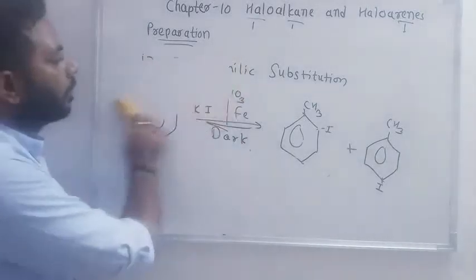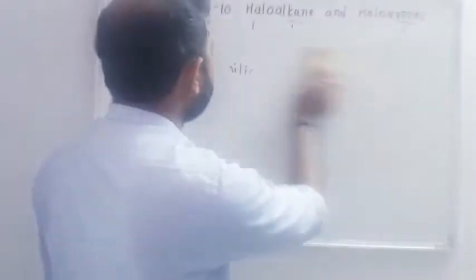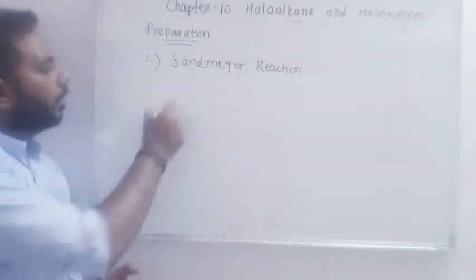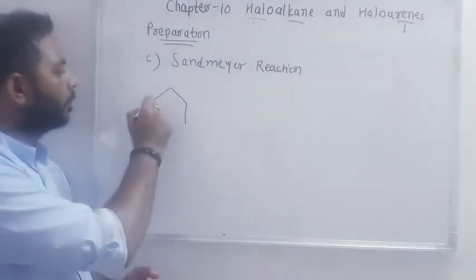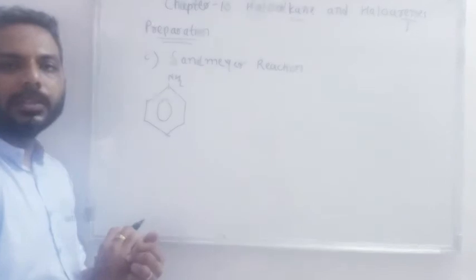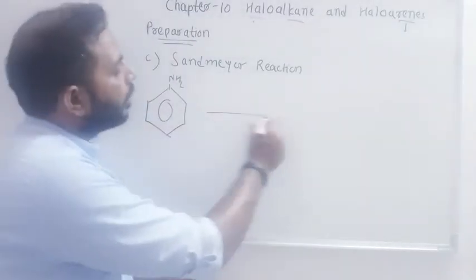Next reaction, and the most important reaction for the board exam, the Sandmeyer reaction. Most important reaction for GUJCAT, for the board exam, for any other competitive exam. So understand it. We have got aniline. Aniline is benzene and NH2 is there. This is aniline. Aniline reacts with nitrous acid.